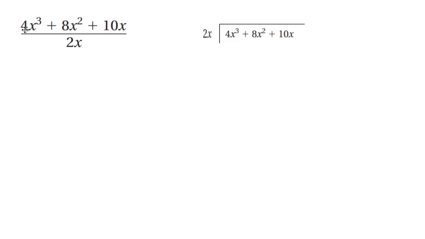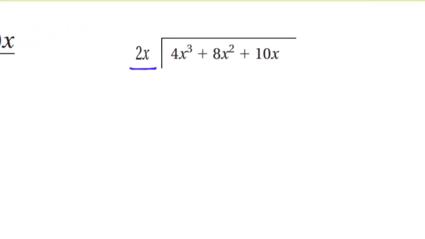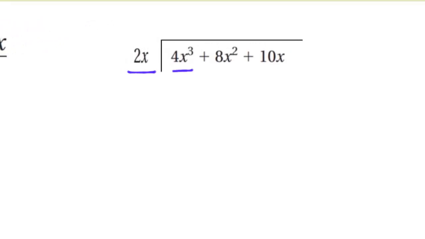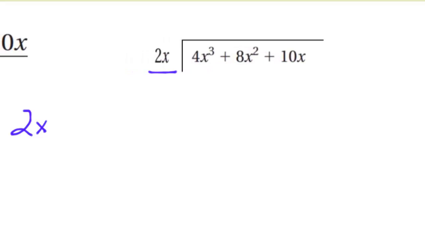For our first example here, we've got 4x cubed plus 8x squared plus 10x all divided by 2x. Now I'm going to show it in the long division form. In the long division form, it doesn't matter if you have a monomial or a binomial or something larger. You always look at the first term, and that would be this number here. And you're going to ask yourself, what do you have to multiply 2x by to make it look like 4x cubed? So in other words, 2x times what equals 4x to the third?